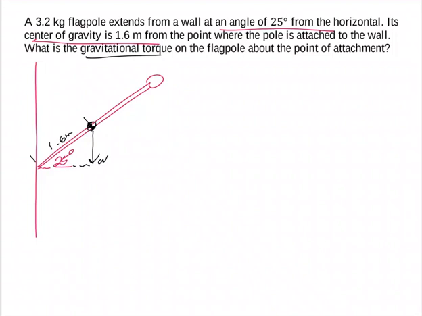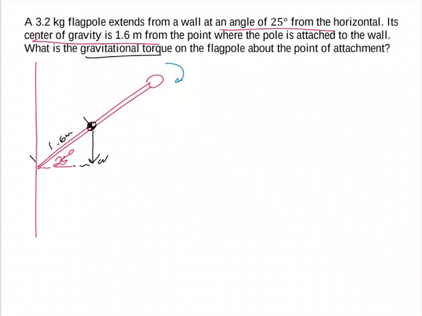By the way, which way is this torque attempting to rotate this flagpole? It would rotate clockwise, so this would actually be a negative rotation. That's because gravity is trying to pull it in a clockwise way, so that makes it a negative rotation. That's just something you always want to think about so that you can apply a negative sign correctly if needed.